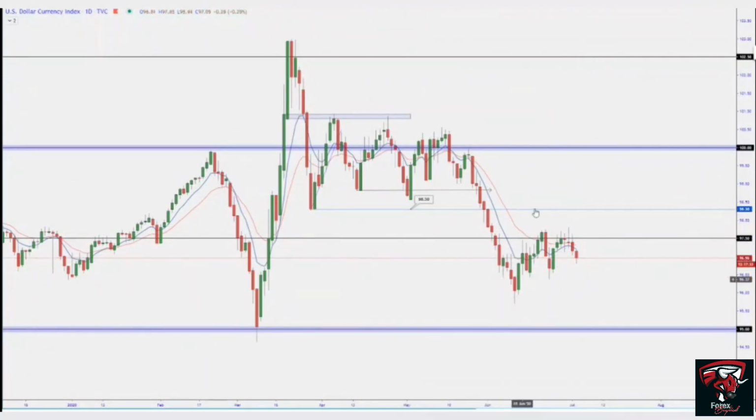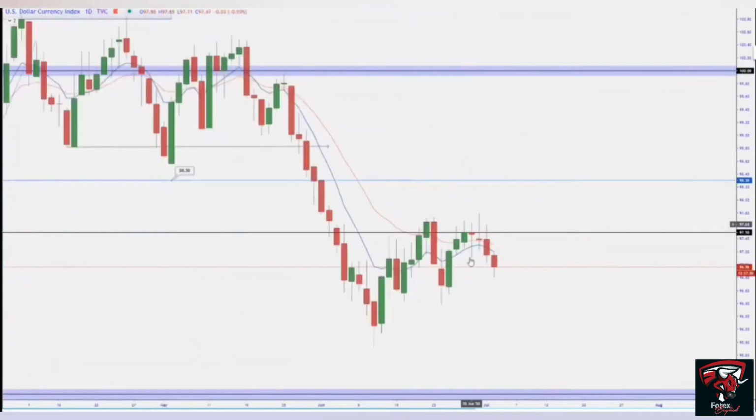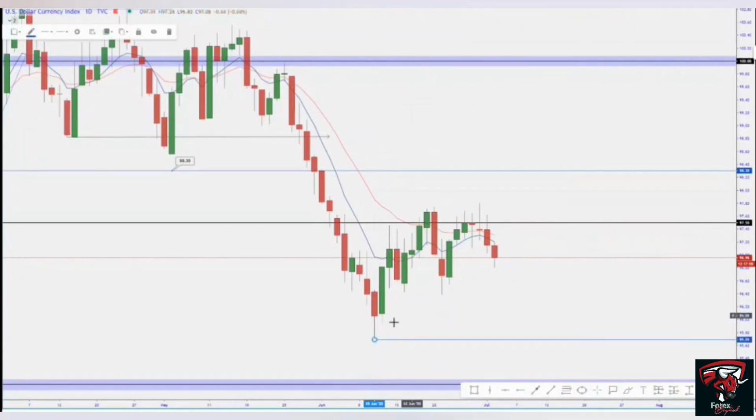So let's look at what the index is doing right now. We can see that on the daily, we failed to break above this 97.50 level for the past 1, 2, 3, 4, 5 days. We did fail to break above that level. So obviously the next possible move on the index will be this level that we have over there.